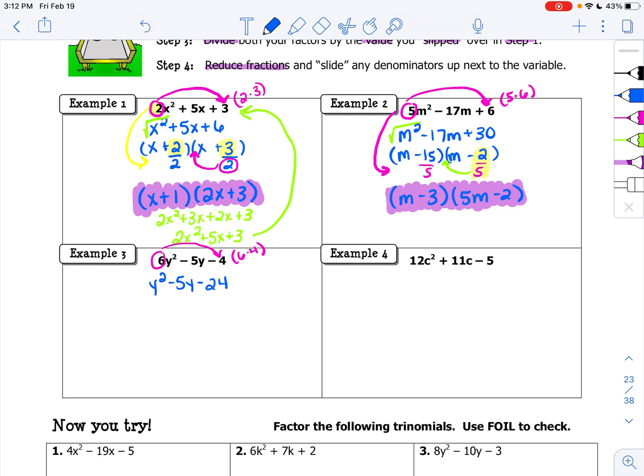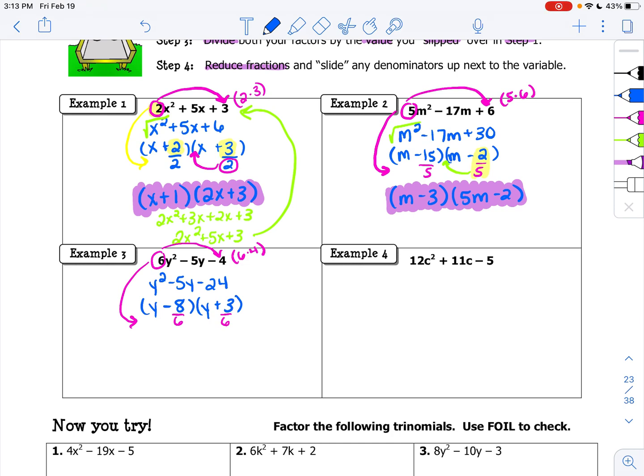And factor it as a basic trinomial, so set up your two binomials, y and y. And then I need two numbers that multiply to give me negative 24 and combine to give me negative 5. That would be negative 8 and positive 3. Now I can take that a and slide it under our two factors, so 8 divided by 6 and 3 divided by 6.